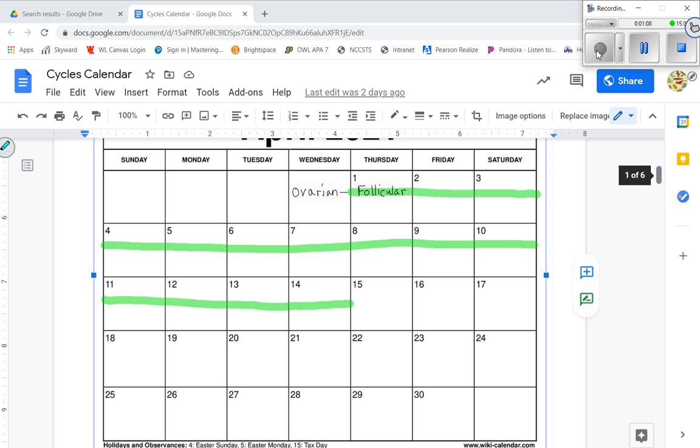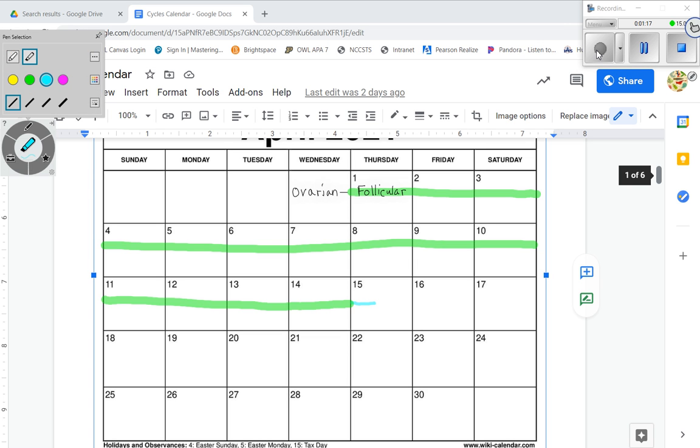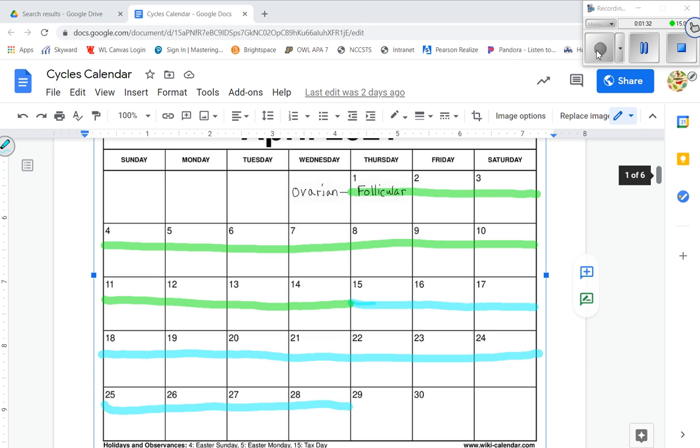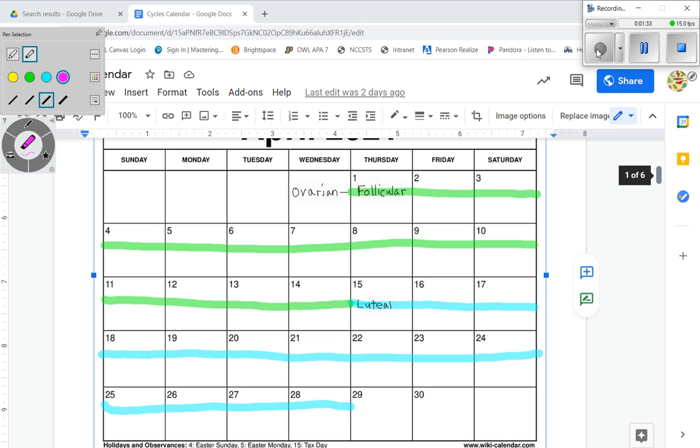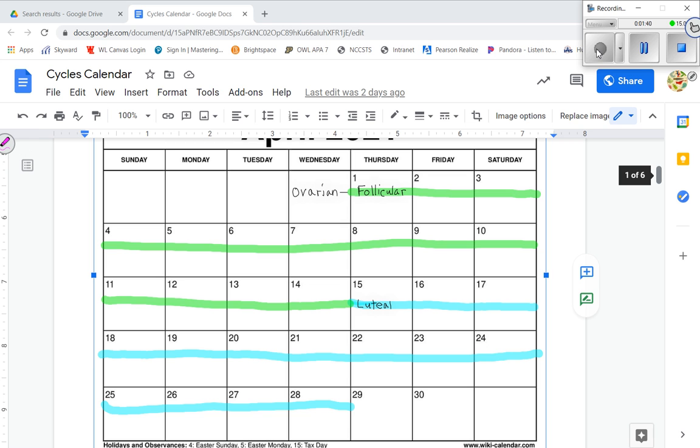After the follicular phase comes the luteal phase, and that also lasts for 14 days. So I'm using a different color to represent luteal. And then we will extend it. Alright, so there's her ovarian cycle, and then on the 29th we would start over with another follicular phase.